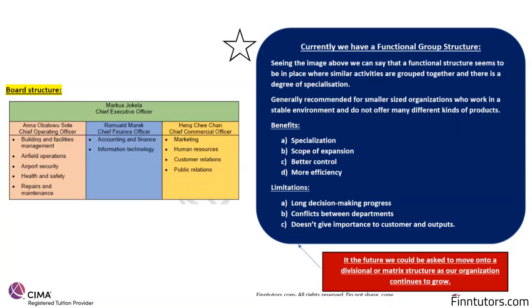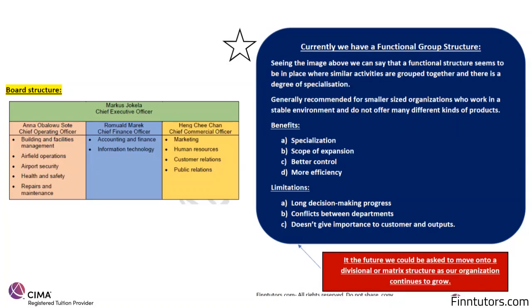Now, this is generally recommended for small sized organizations who work in a stable environment and do not offer many different kinds of products. For us, we have so many different services, so many different airports. Do you think a functional structure is the best? I have put some benefits and limitations of a functional structure in front of you over here. Go through it, but now start to think, what if we had a divisional structure based on geography?